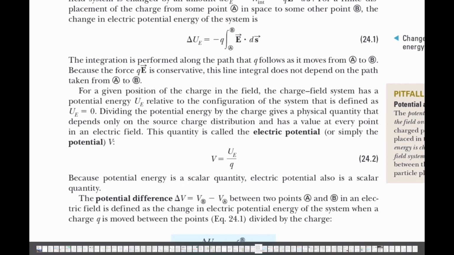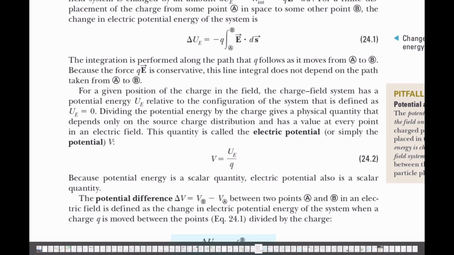Let me read out the section right underneath equation 24.1. The integration is performed along the path that Q follows as it moves from A to B. Right? A to B are the bounds of the integral. Because the force QE is conservative, this is an important word normally you hear in classical mechanics courses. For now, don't worry about it. Just remember that word conservative. The electric field is a conservative force field. Maybe you can just keep that in your mind, but if you don't, it's okay. This line integral does not depend on the path taken from A to B. So that's also an important thing, but it doesn't matter if you forget it.